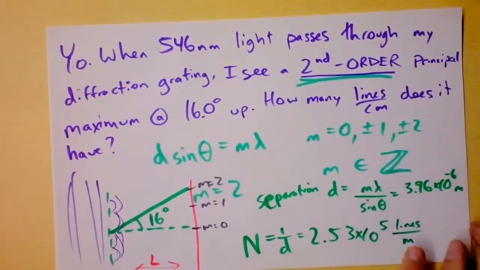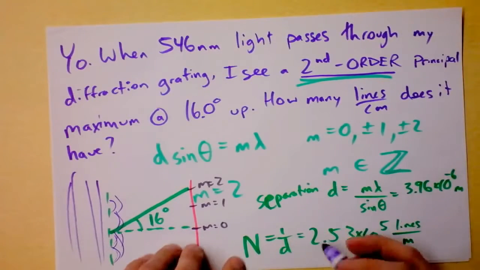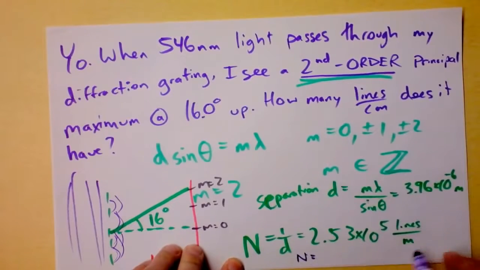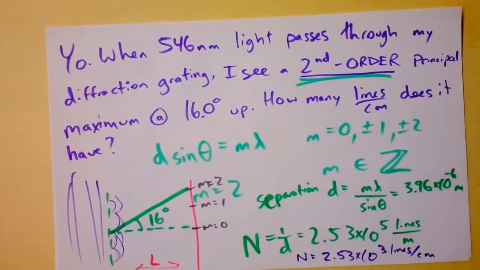lines per meter. That wasn't what they were asking. They were asking for lines per centimeter. So do we expect more lines per centimeter or fewer lines per centimeter than we have lines per meter? Well, think about that. Okay, I'm going to write it in new units. N is 2.53 times 10 to the 3rd lines per centimeter. All right, that's the problem.